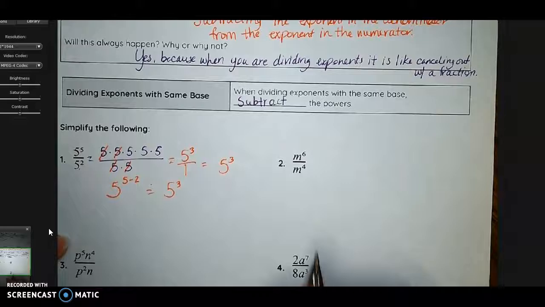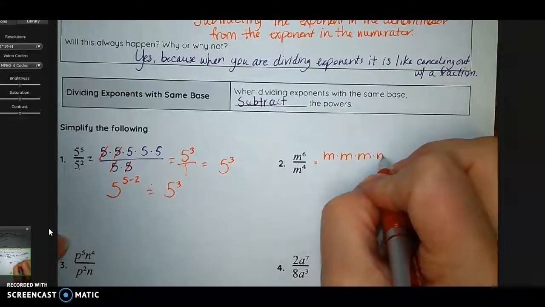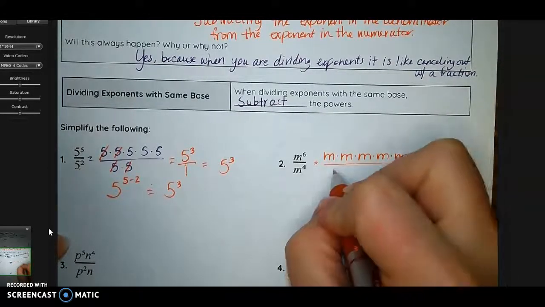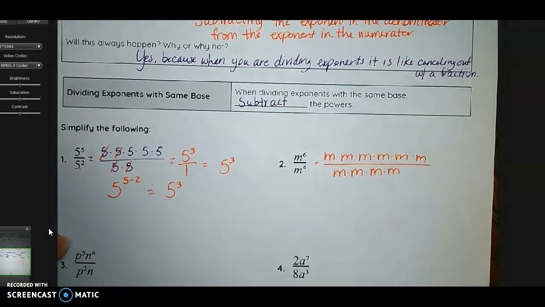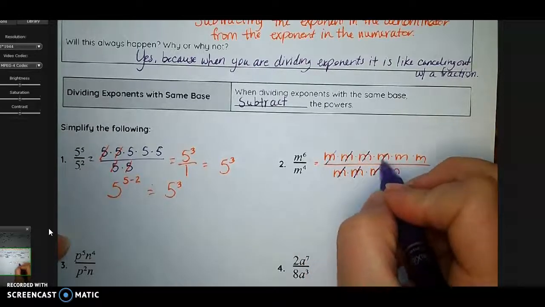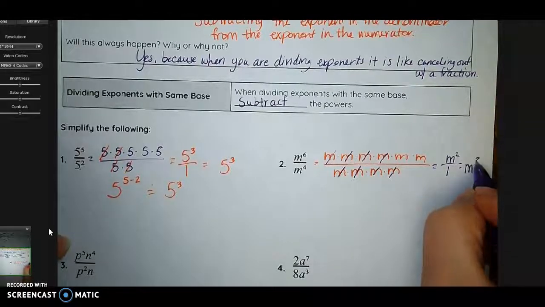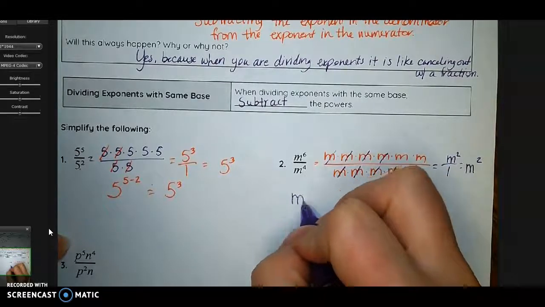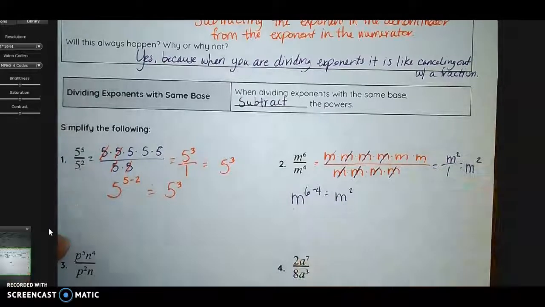So I'm going to show all the steps again for the second one here. This is m times m times m times m times m times m. Make sure I don't forget any. And down here I have m to the fourth. And remember, exponents are repeated multiplication. So once again, I can cancel those out. And I just end up with m squared. So I can think about that once again. I'm like, oh, the 6 minus the 4, m squared.